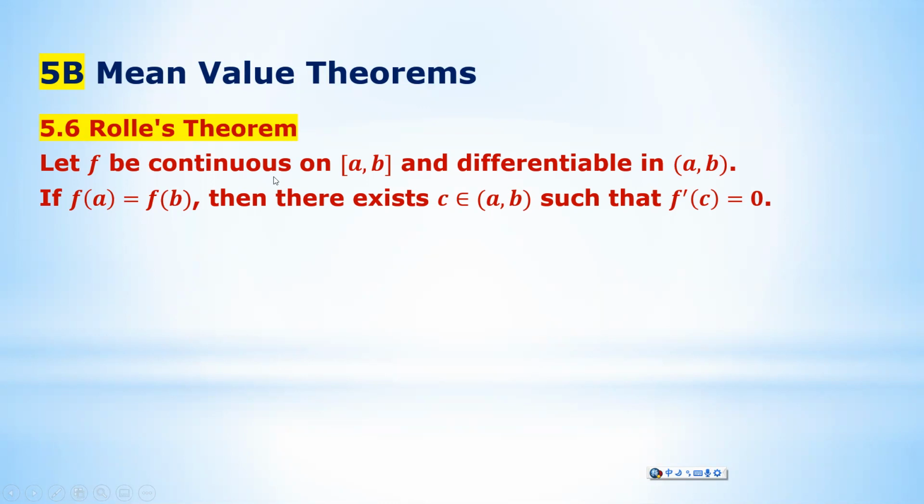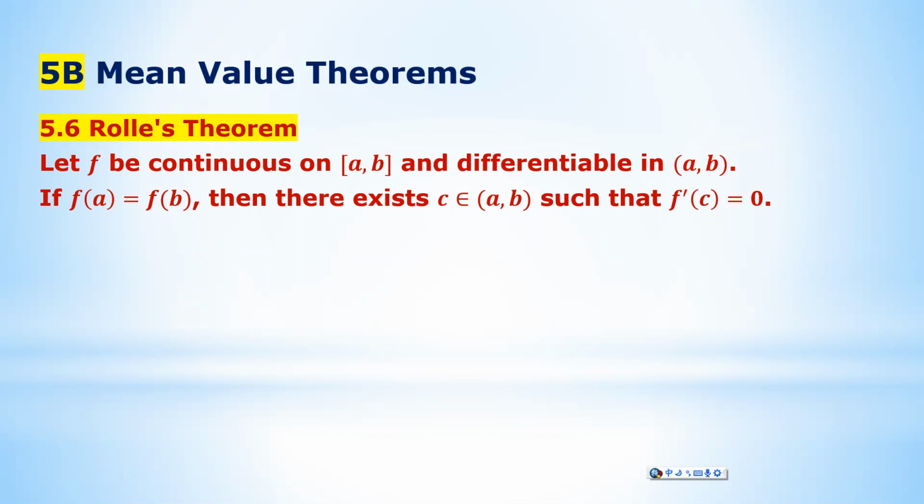F is continuous. Any questions? F is continuous on [a,b], a closed interval. However, f is differentiable inside, in (a,b), that's an open interval. So this means that inside (a,b), the derivative exists. On the entire interval a to b, as a closed interval, the function is continuous.